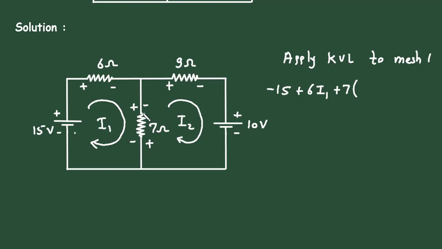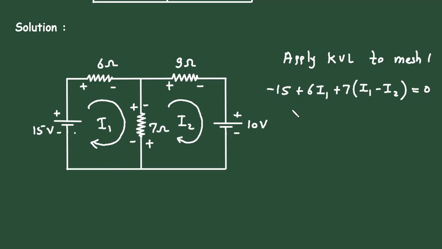Now here this 7 ohm is common in both mesh 1 and mesh 2, and we are currently solving for mesh number 1. And here we can see this current I1 is going downward in this 7 ohm and this I2 is going upward in this 7 ohm. So it will be I1 minus I2. Now here the loop is completed, so it is equal to 0.